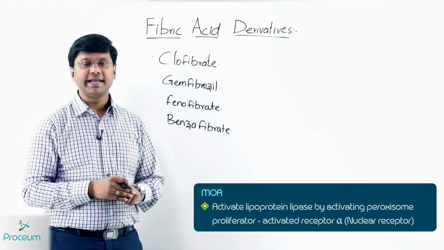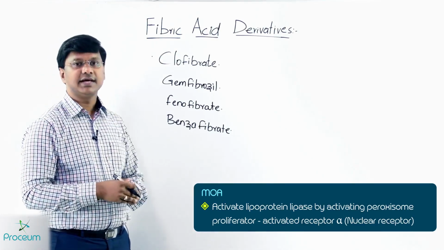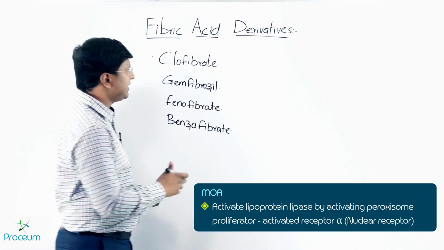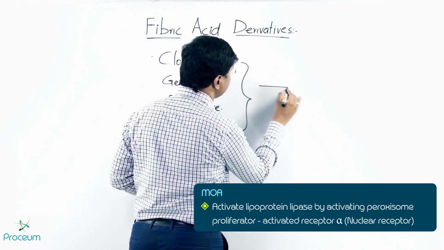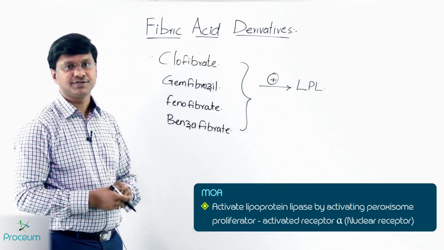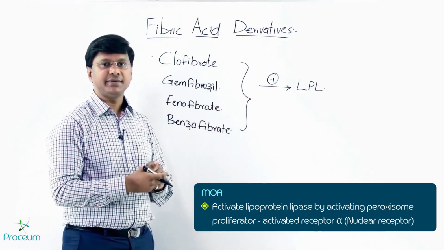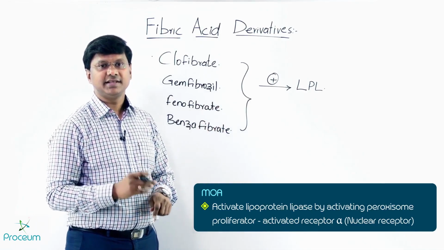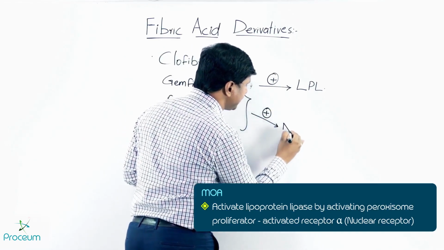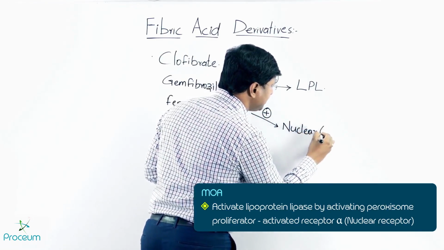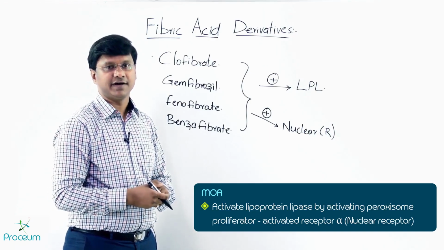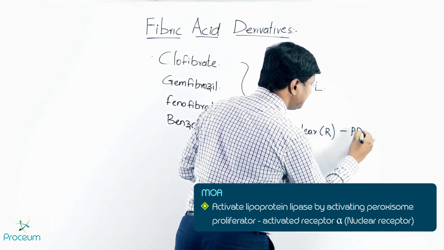Now we will see the mechanism of action of these particular drugs, how they are acting as anti-hyperlipidemic drugs. These drugs act by activating an enzyme called lipoprotein lipase. How do they activate the lipoprotein lipase? Basically they will activate a nuclear receptor. Now what is that particular nuclear receptor? That nuclear receptor is none other than PPAR-α.